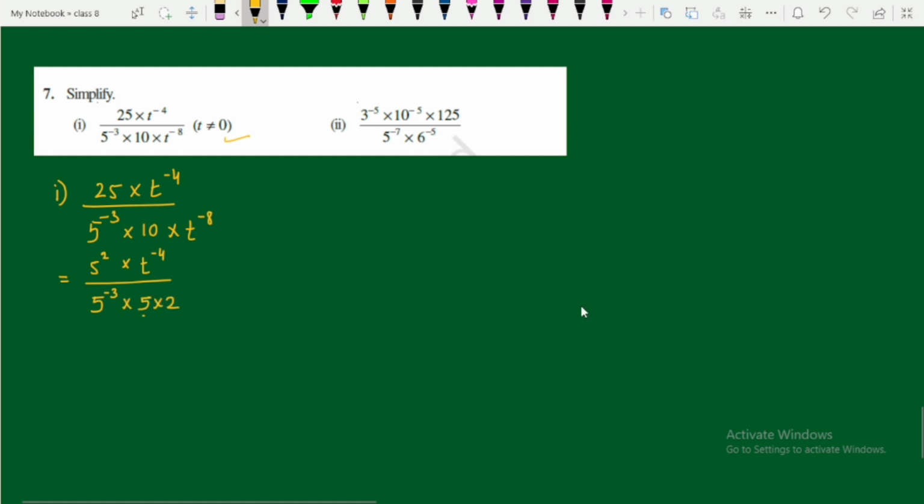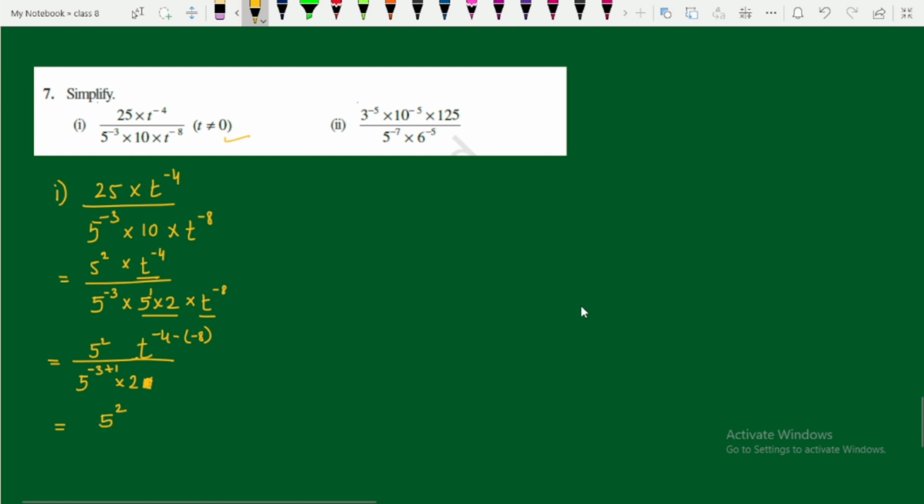The next remaining term is t raised to minus 8. Next it is 5 square as it is divided by 5 raised to minus 3 and 5 raised to 1. You can apply the laws of exponents: minus 3 plus 1. This 2 will be as it is, and for the remaining term t, the base is the same, so we can write a raised to m minus n: minus 4 minus of minus 8.